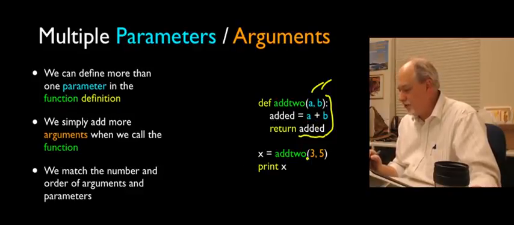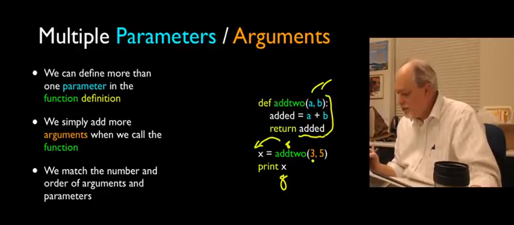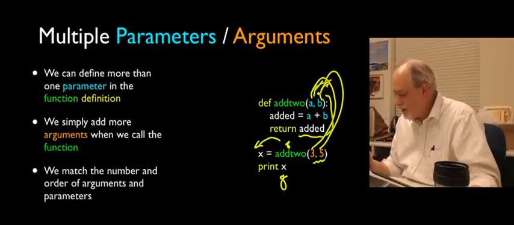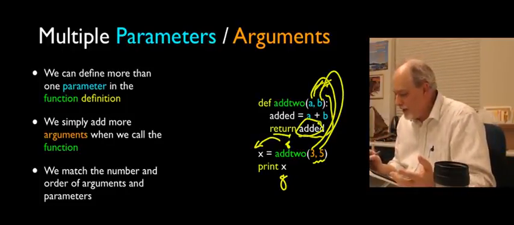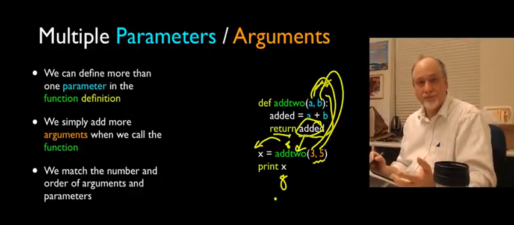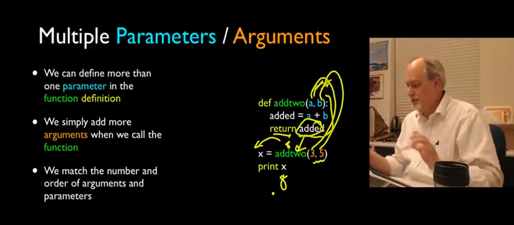And now we can say add(3, 5), and then this will come back as 8, and then 8 will get assigned into X, and so that'll print out 8. And so you can have as many of these as you want, and the order matters, and there's a 1-to-1 correspondence. 3 goes to A and 5 goes to B when the thing is called, and then the return value again comes back. Okay? So that's sort of arguments.